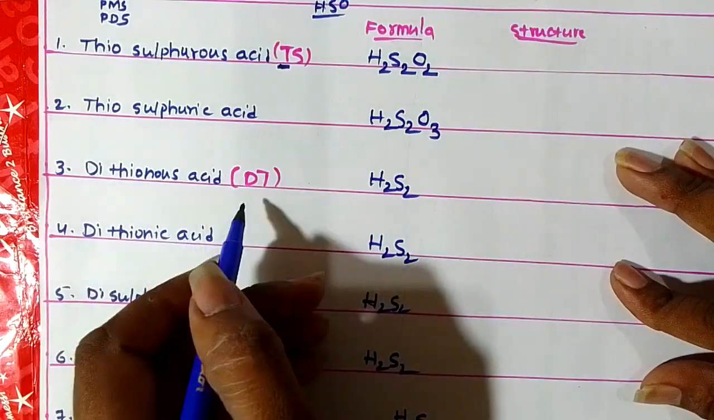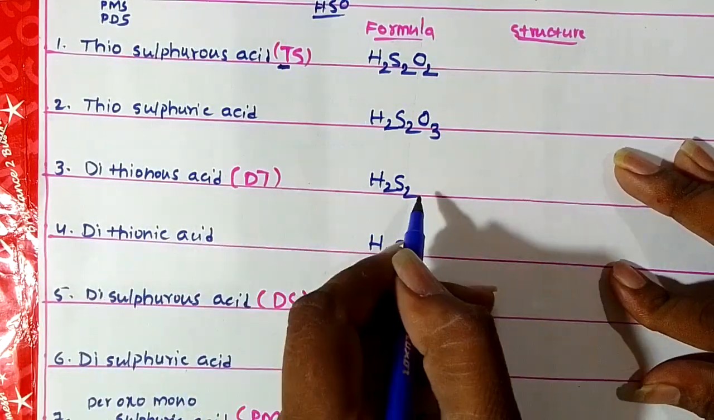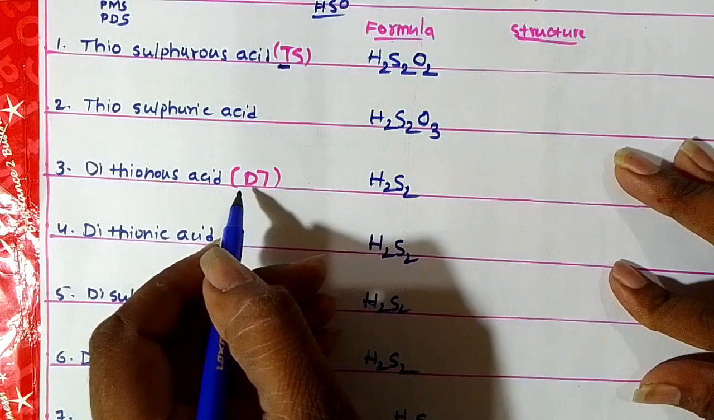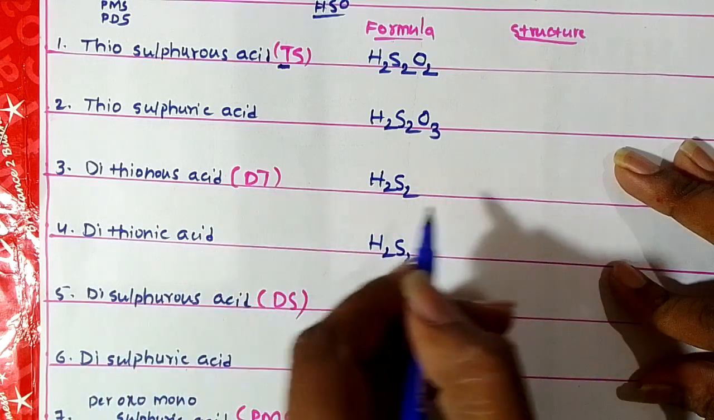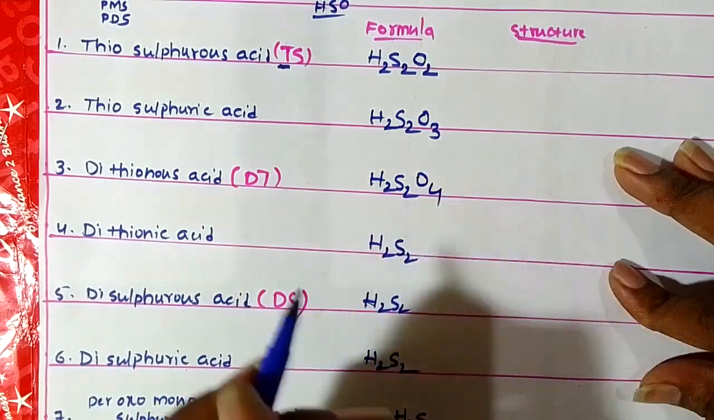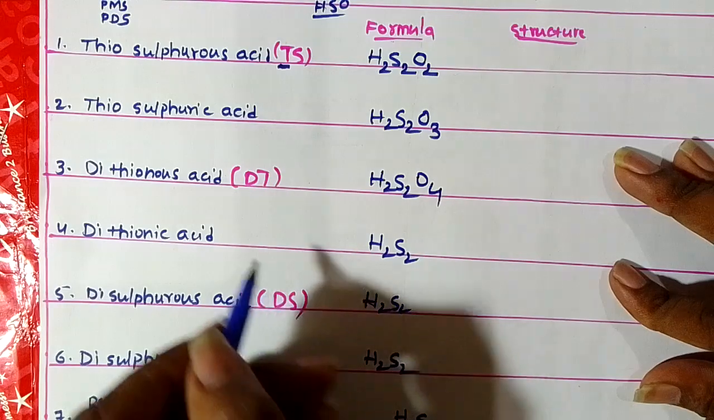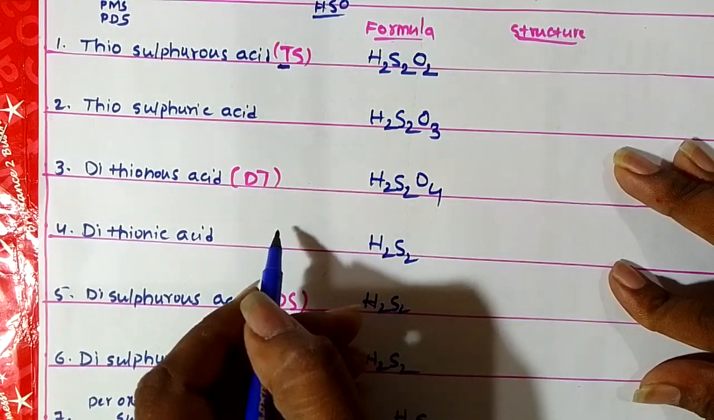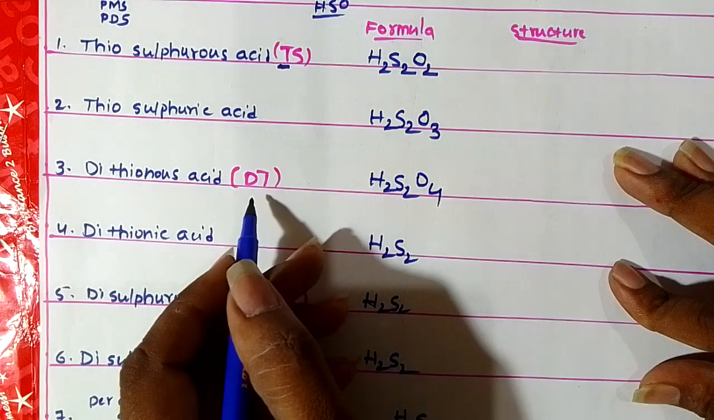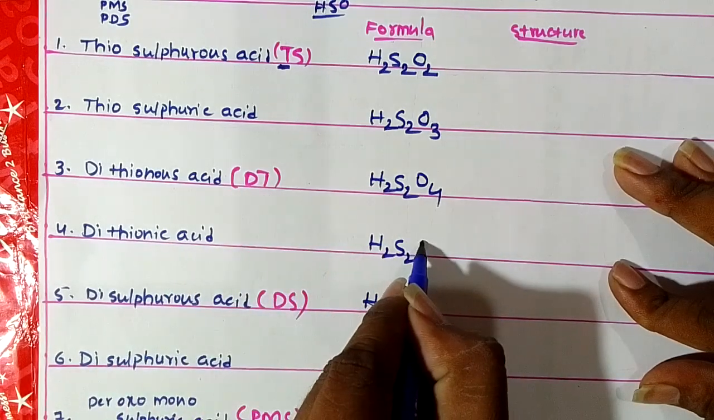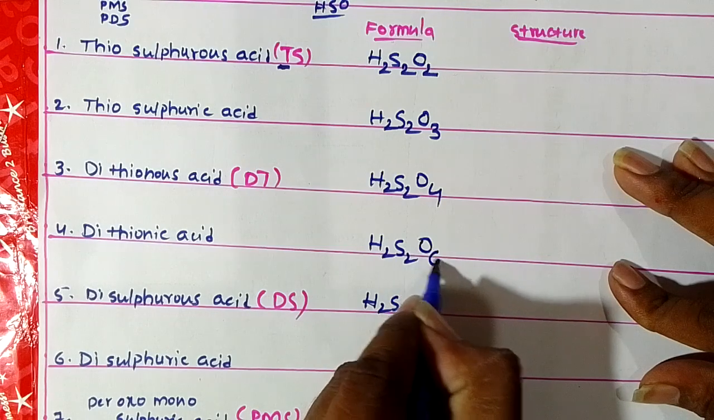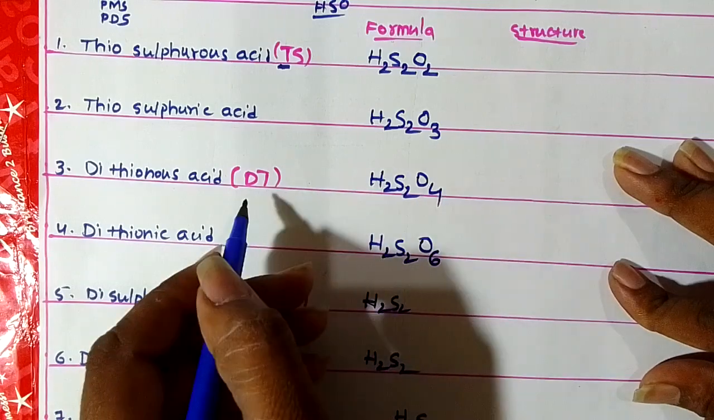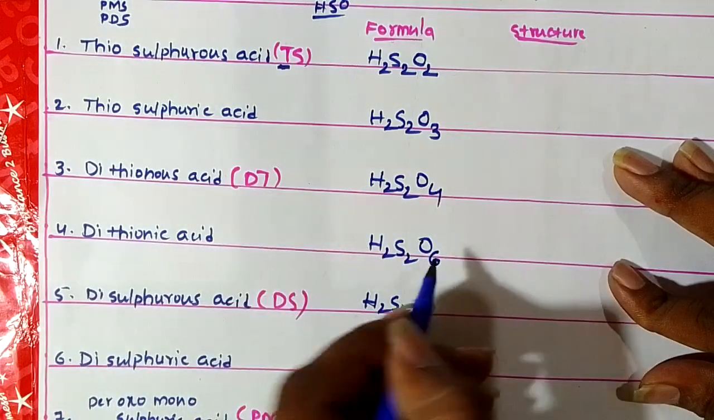Now coming to dithionous acid. In this case, let us imagine DT means double 2. Double 2 means 2 plus 2, that is 4 oxygen atoms. Now coming to dithionic acid. Ic acid always contains more oxygen atoms compared to us acid. So in this case let us imagine DT means double 3. Double 3 means 3 plus 3 is 6. So in us acid DT means double 2, that is 4. In ic acid DT means double 3, that is 6 oxygen atoms.